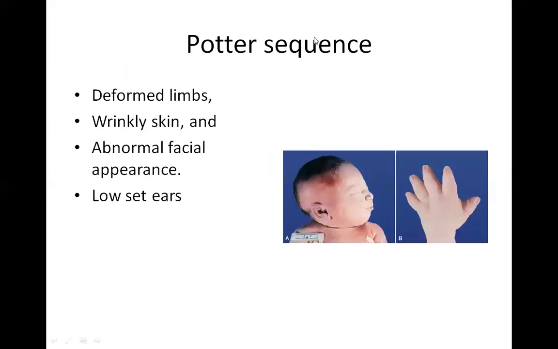So this leads to Potter's sequence, in which there are deformed limbs, wrinkled skin, and an abnormal facial appearance with low set ears. So this one is the Potter's sequence.